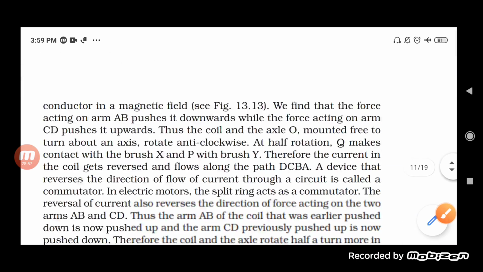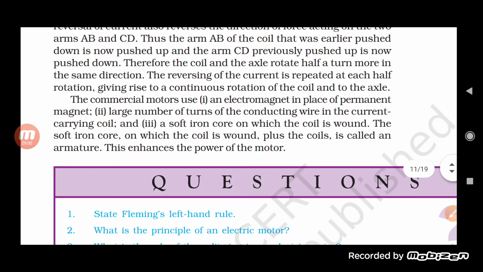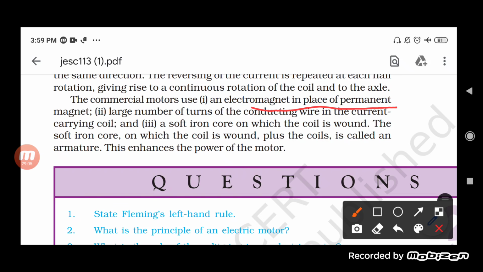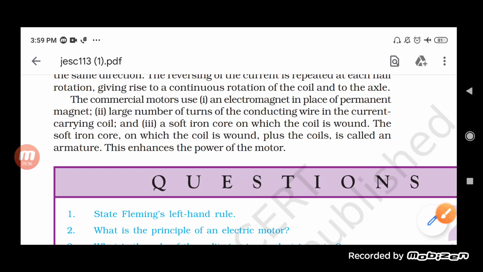Now, there are a lot of commercial uses of the motor, students. You can see that in a commercial motor, an electromagnet is used in place of a permanent magnet. An electromagnet has a lot of strength, students, so we prefer to use it. A large number of turns of conducting wire in the current-carrying coil, as well as the soft iron core on which the coil is wound, also help the motor.